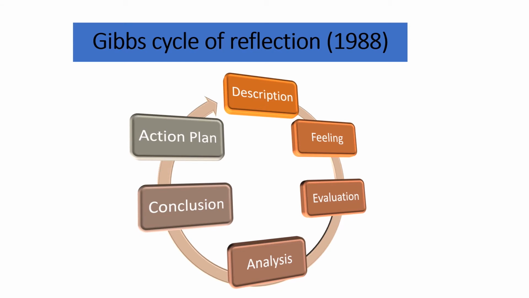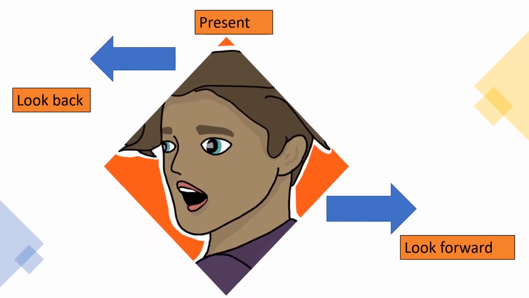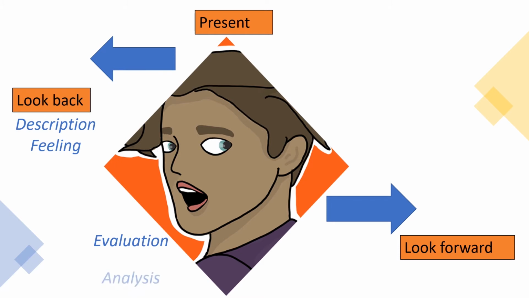If we were to map Gibbs' cycle of reflection on the image of reflection that I used earlier, it might look something like this. The looking back part of reflection will be a description of what we have studied and experienced and our feelings surrounding this. In the present moment, we evaluate and analyze the process. In terms of looking forward, we need to come to some conclusions and to come up with a plan for the future.